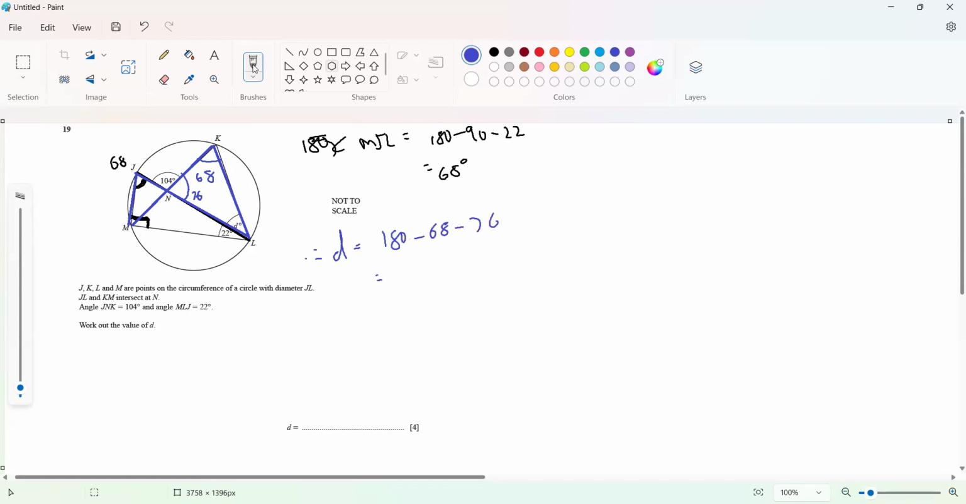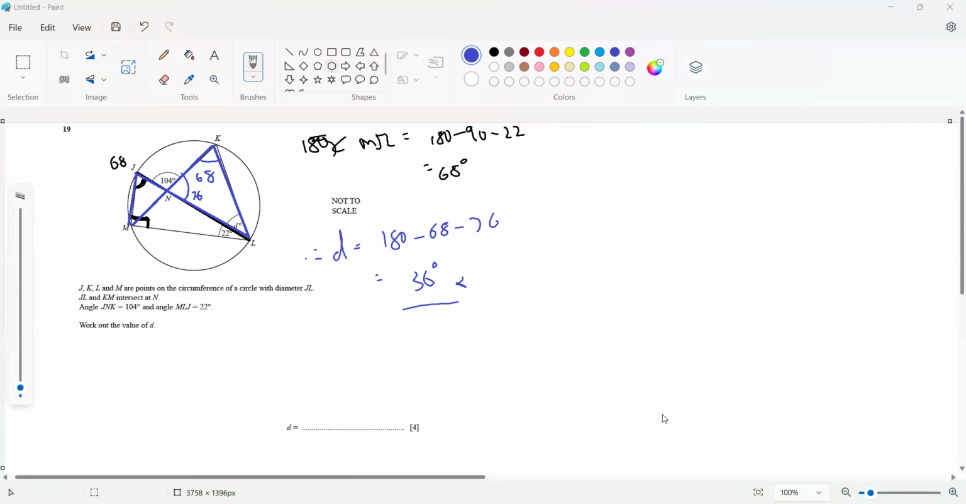And then from here, we can solve. So that is 36 degrees. So that's our value for D. So that's done for 19.